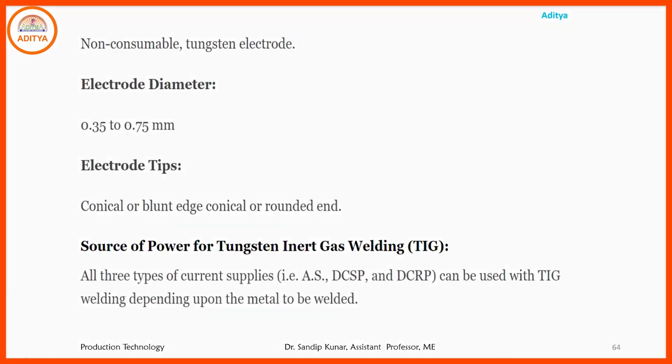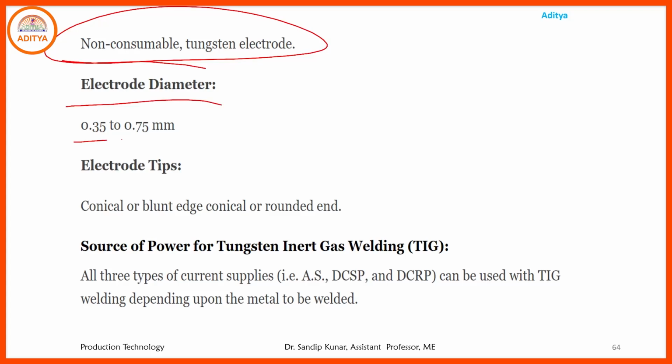Another parameter is the electrode type. Generally we use a non-consumable tungsten electrode. The electrode diameter varies from 0.35 to 0.75 millimeter. Electrode tips may be conical, blunt-edged conical, or round in shape. The power source for tungsten gas welding will generally be a DC current source or an AC current source.